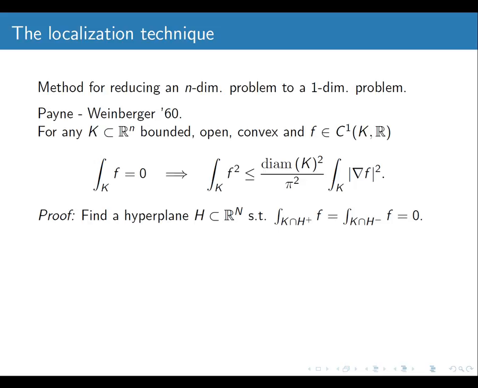So this again, it's better if I make a picture. So here, if this is K, that is not convex, so K.